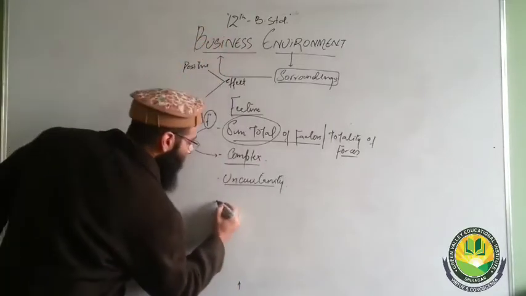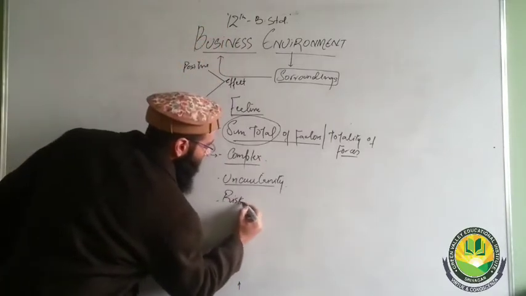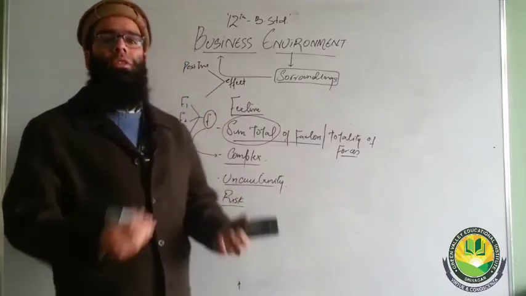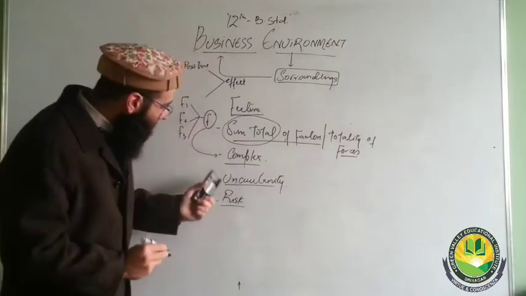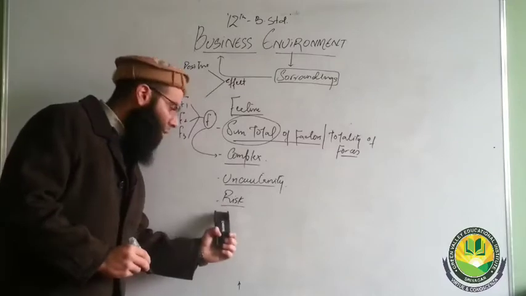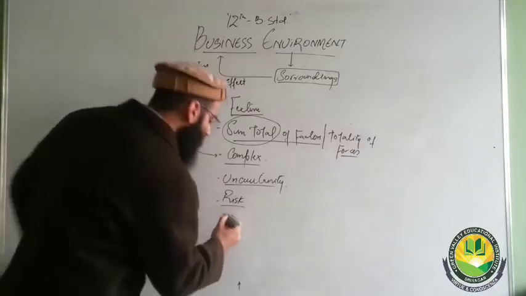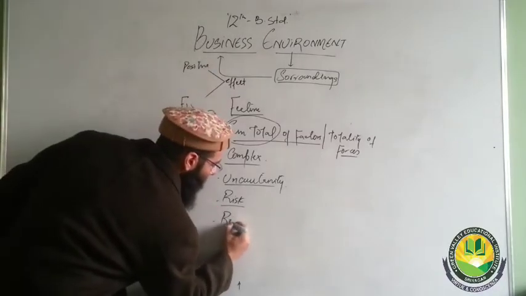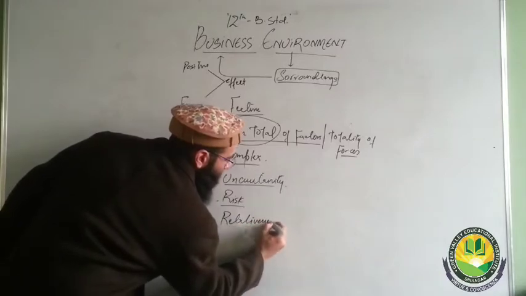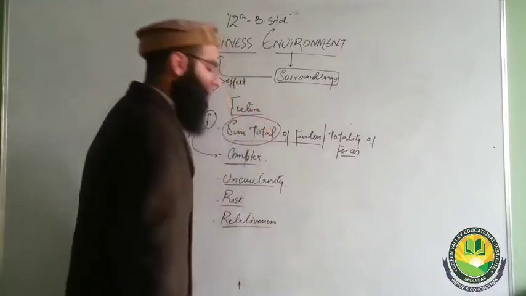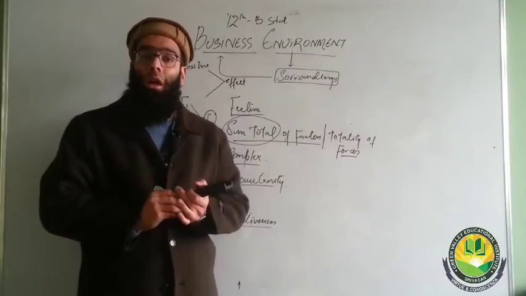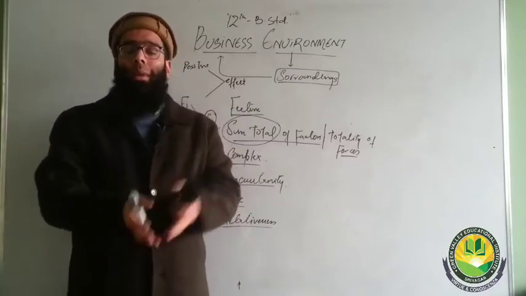Then it creates a certain degree of risk, because uncertainty is there, so risk is always there. Then we have relativeness. Relativeness implies that it varies from one place to another.